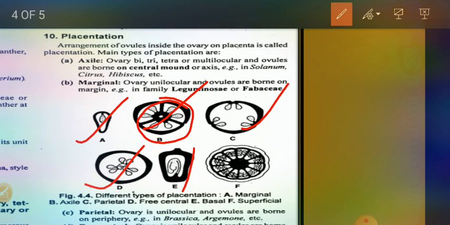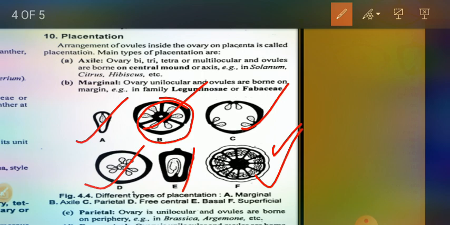Lastly, we come to the final one, the superficial type. In the superficial type, the ovary is multilocular and the ovules are borne on the inner surface of the partition walls, as in the water lily. In the water lily you can see this type of arrangement. So these are the different types of placentation, mainly found in different families on the basis of their arrangement.